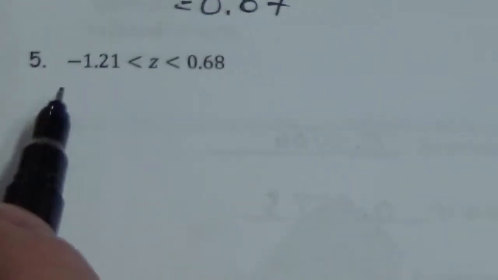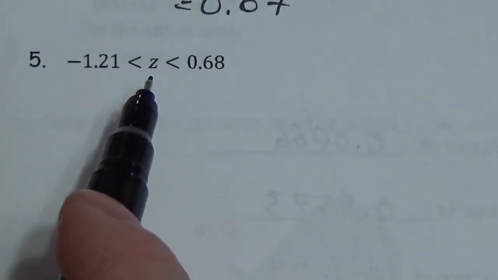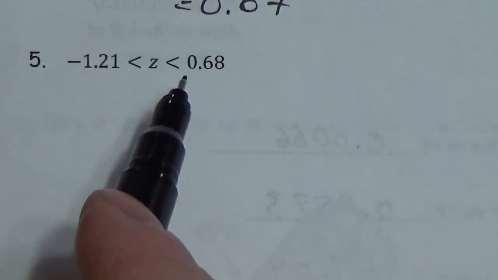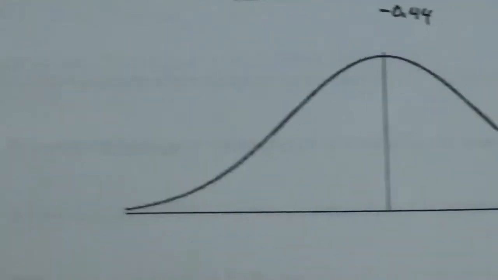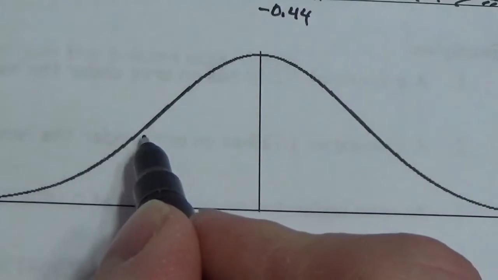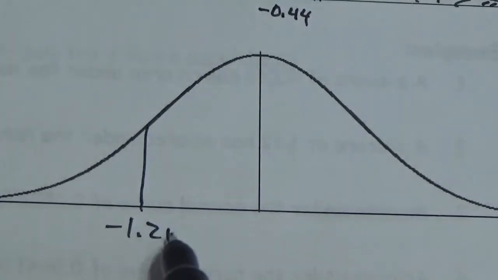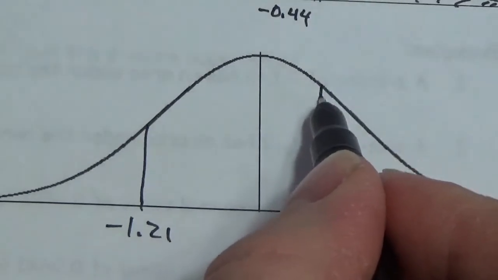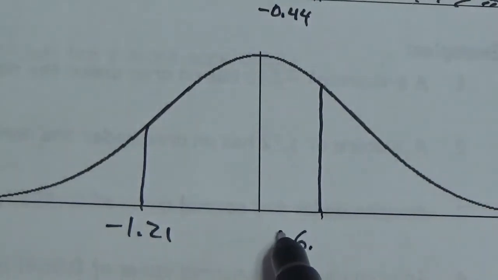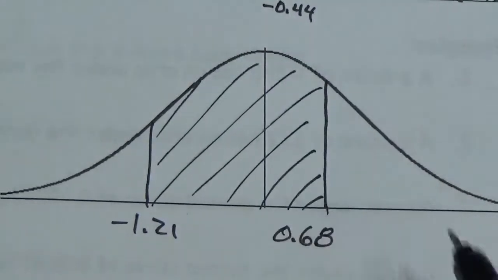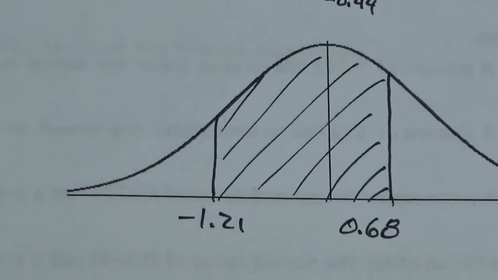Oh, look at this one. I want to know what the probability is that my Z score is between negative 1.21 and 0.68. Okay, on my graph here, negative 1.21 is going to be somewhere like here. And 0.68 is going to be somewhere over here. Whoops, 0.68. What I'm looking for is that area right there.